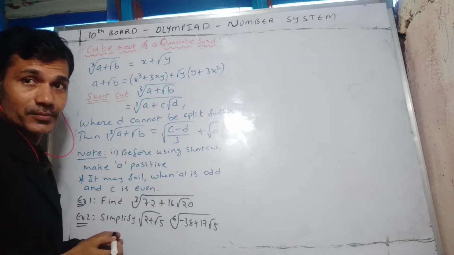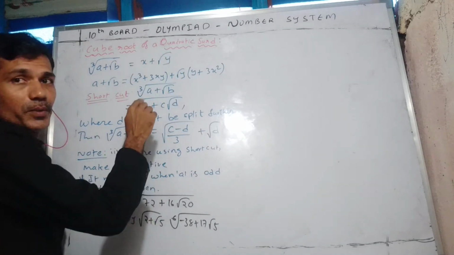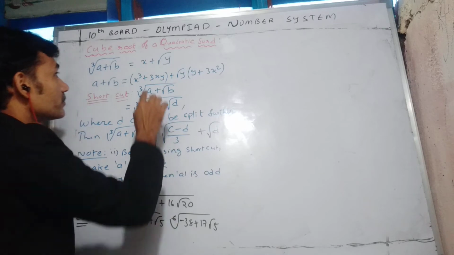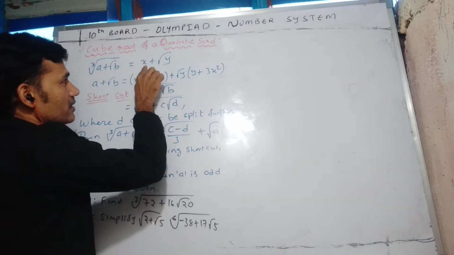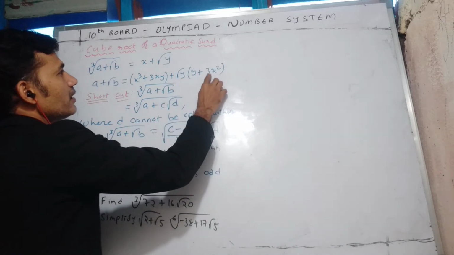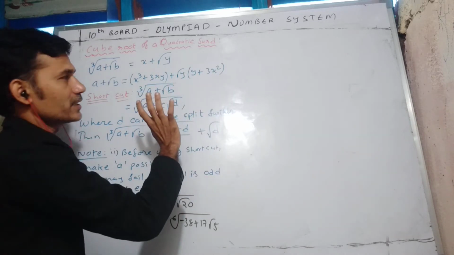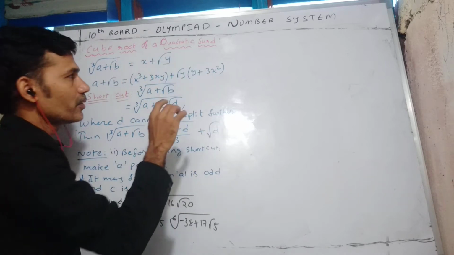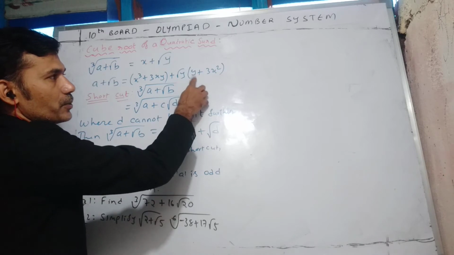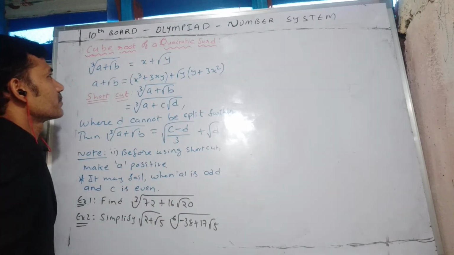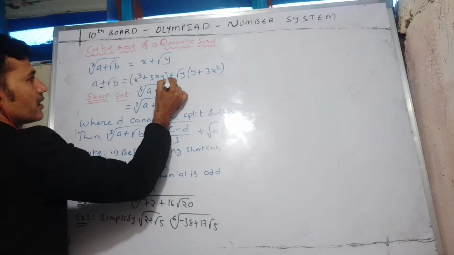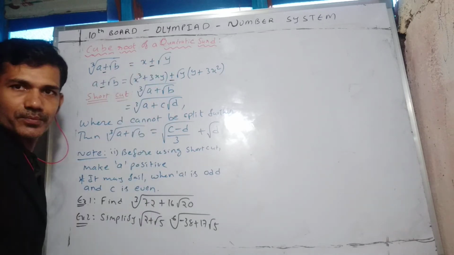Here if you cube, a plus root y whole cube means a cube, x cube is there, plus 3a square root y, plus 3a, root y whole square means y is there, and lastly root y whole cube means y times root y. Root y you take common. So this you will get. Suppose if here we are having a minus sign, then here also you will get a minus sign.